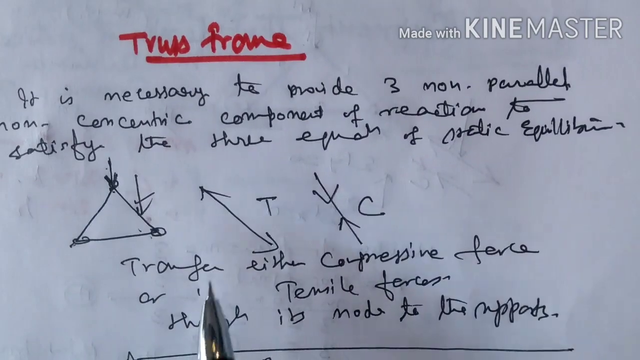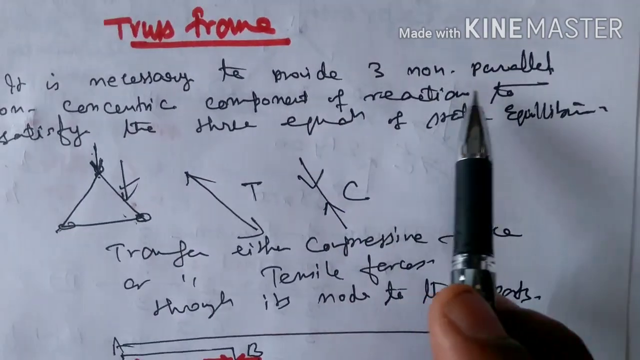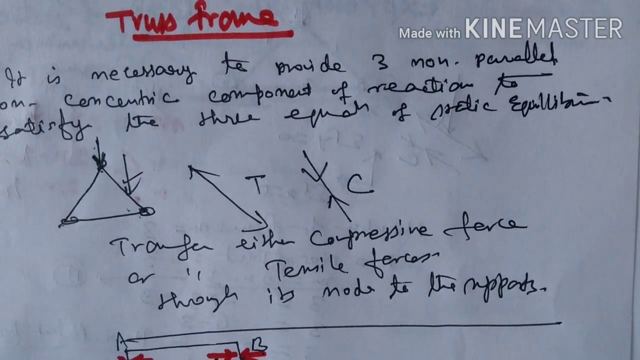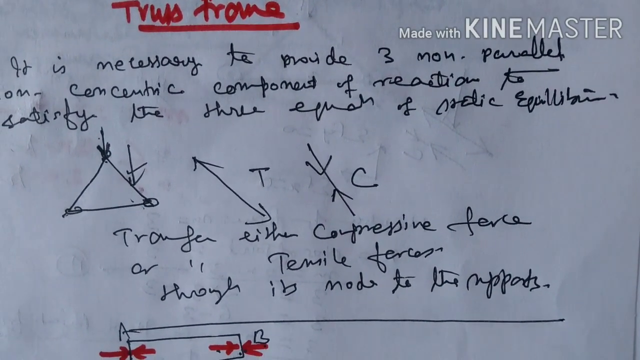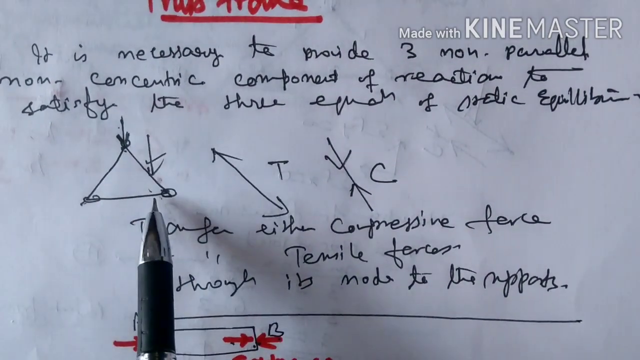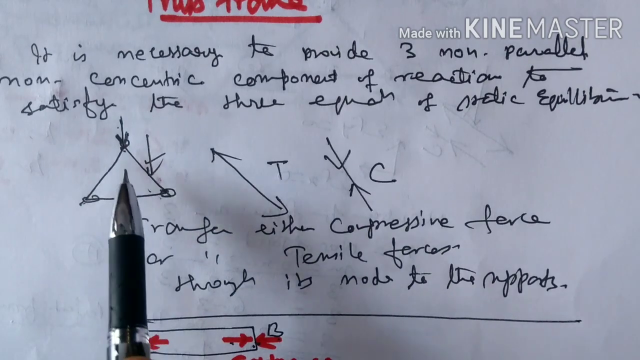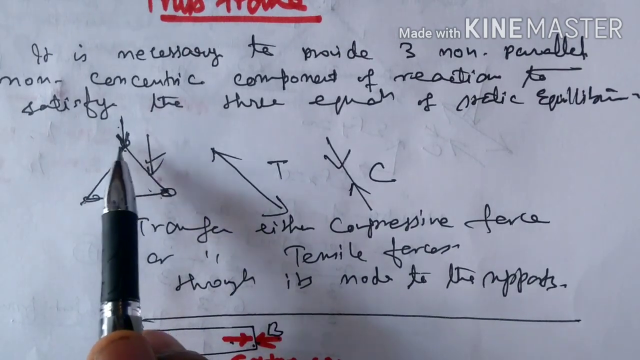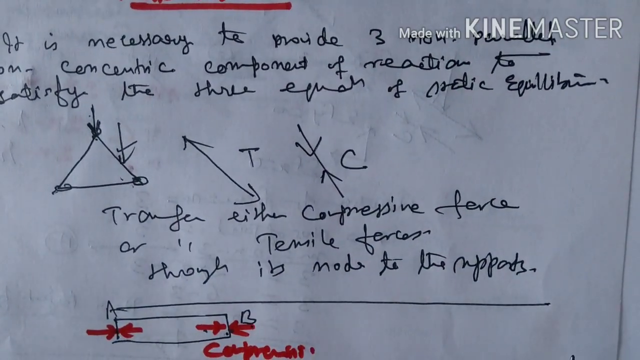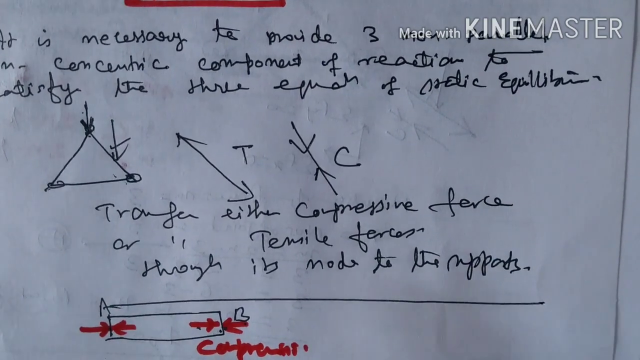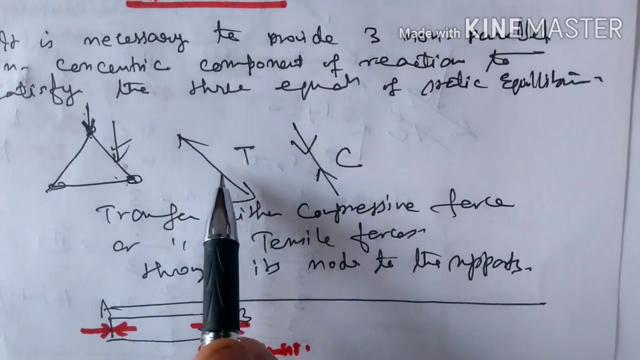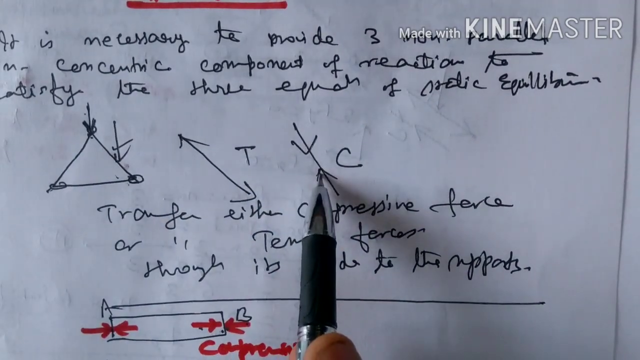For the truss, it is necessary to provide 3 non-parallel, non-concurrent components of reactions to satisfy the 3 equations of static equilibrium. For the truss, the joints are always assumed to be pin joints, and loads are given through the joints only. In this peculiar situation of the truss, 2 kinds of forces are developed on the members of the truss. It will be either tensile or compressive.